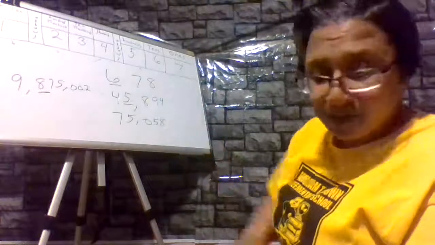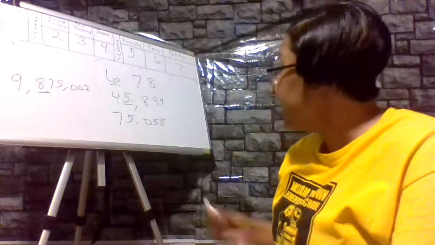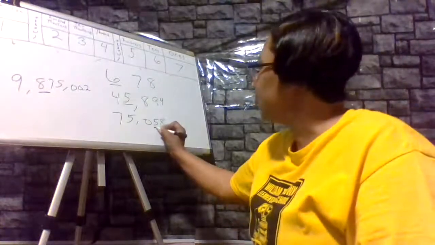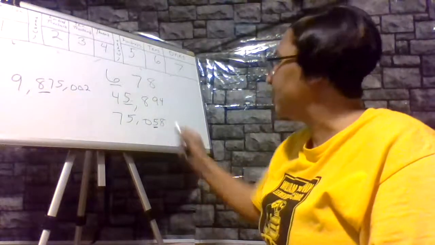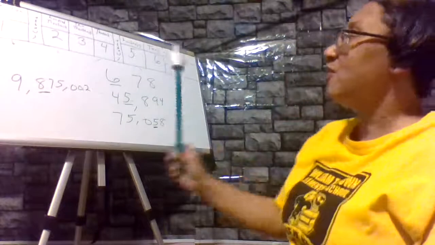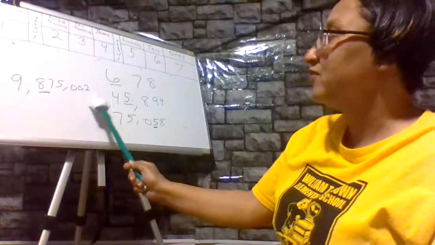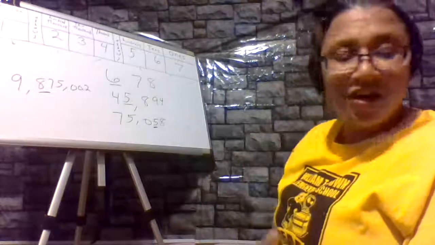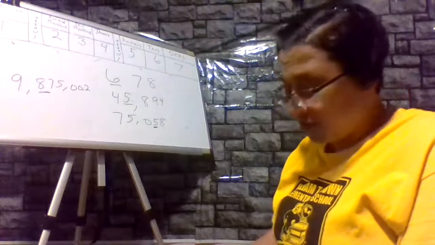The next number is 75,058, and you will need to find the place value for the number 5 that I have underlined, which is right here. And the last number is 9,875,002. The underlined number is the number 8. So I'll give you a few minutes to work on that assignment real quick, and then I'll go ahead and review the answers.